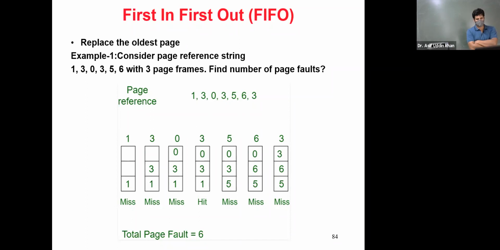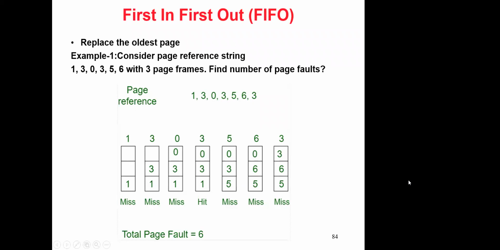Hello? Can you tell me, if we increase the number of frames, then will page faults increase or decrease? Hmm? Decrease. So it should decrease.